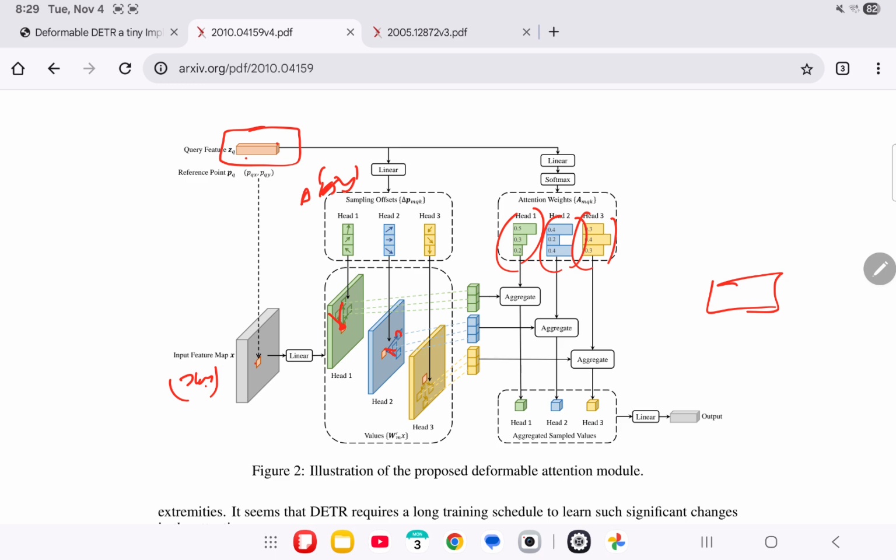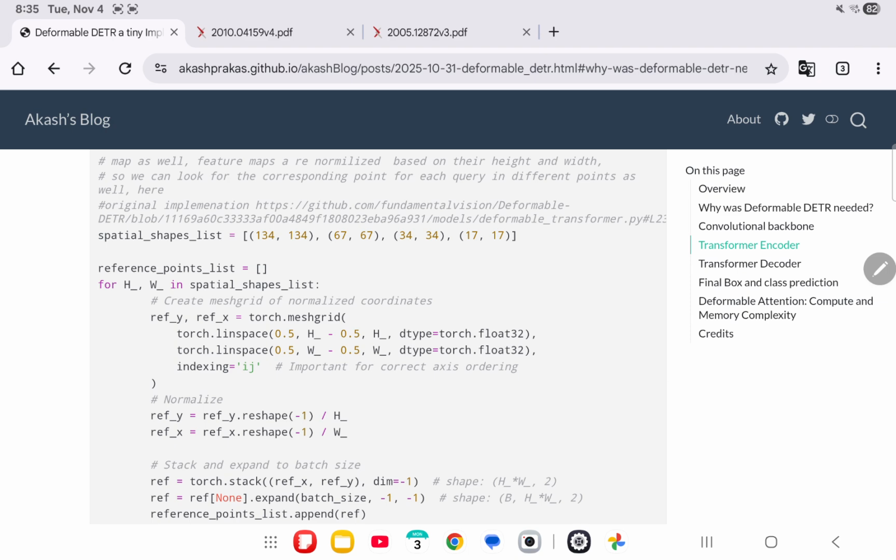You have say four queries or 16 queries across all 16 keys across each of the four layers, and the query attends to those 16 features, and we multiply by the corresponding weights, and we get the corresponding output in the end. So this is what's happening.